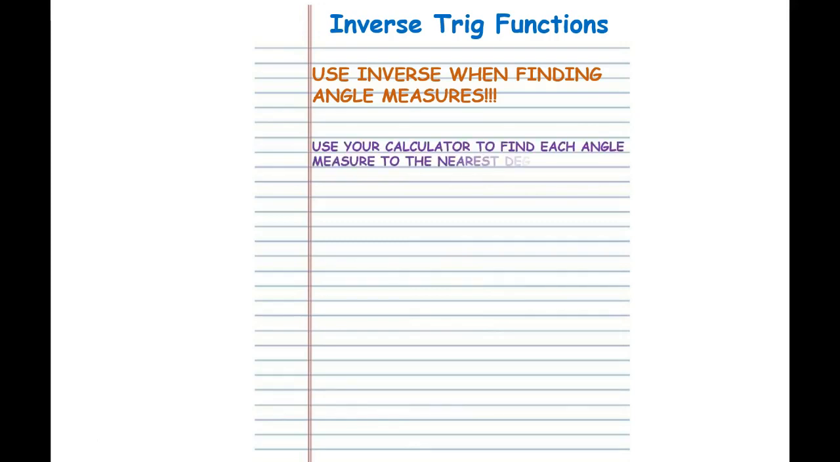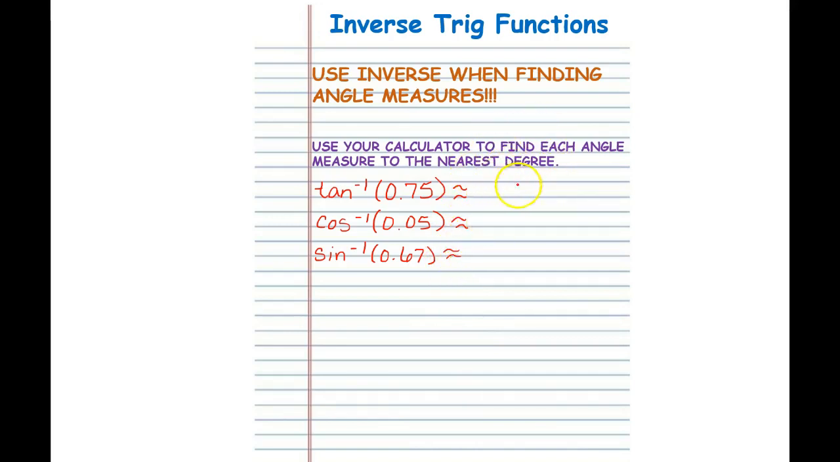All right. Write this down as well. Use your calculator to find each angle measure to the nearest degree. All right. First, I want you to key in the inverse tangent of 0.75. All right, put that in your calculator. Pause. Come back.